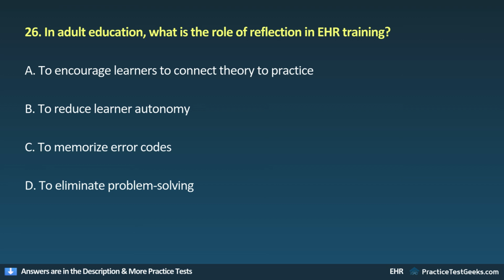26. In adult education, what is the role of reflection in EHR training? A. To encourage learners to connect theory to practice. B. To reduce learner autonomy. C. To memorize error codes. D. To eliminate problem solving.